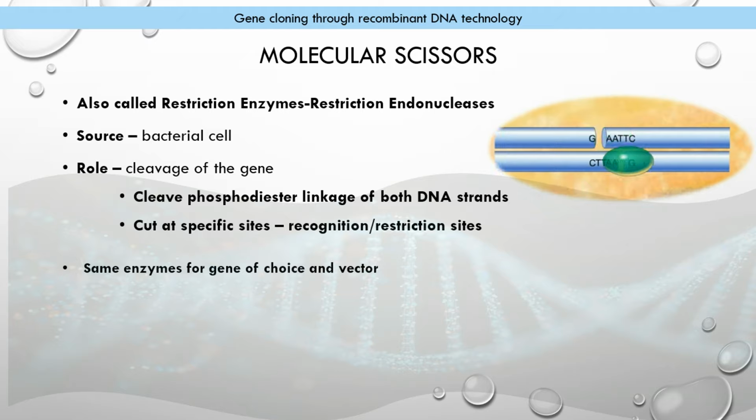In recombinant DNA technology, the same restriction enzyme is used for cleaving the vector and isolation of the gene of choice.